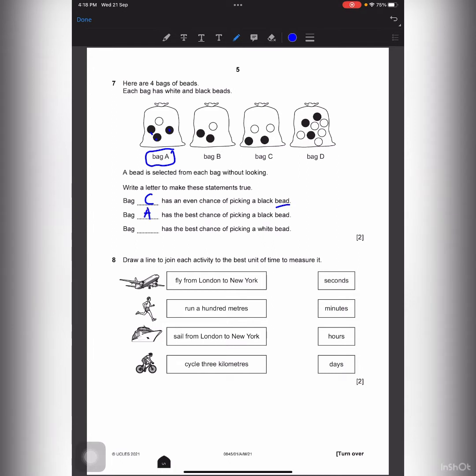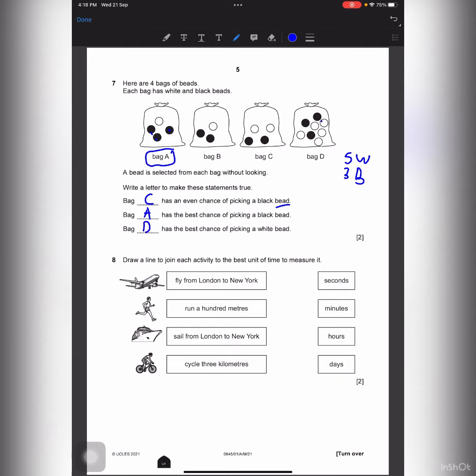Bag dash has the best chance of picking a white bead. Okay, let's check bag D. So 1, 2, 3, 4, 5. So there are 5 white, 1, 2, 3 black. So pretty much the greatest chance is it's bigger, so probably it's going to be white. So that's the best chance. White. So we're going to do 5. Oops, not 5 right there, right? 5, and we're going to write D, of course. So we mean bag D is the one.